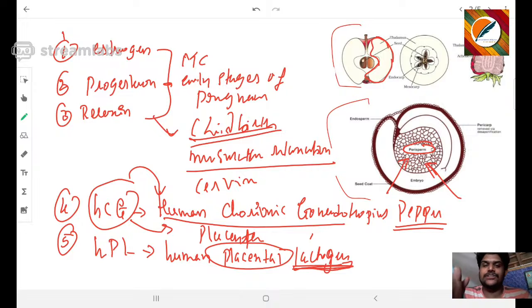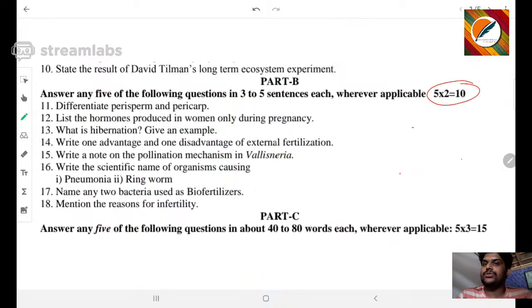Okay, so this is the answer for the second one. You just need to mention it. You do not need to write the functions. I am telling you the functions because it is extra for you. So you just mention these 5 things. Okay, fine. So next, let's move to the third one.